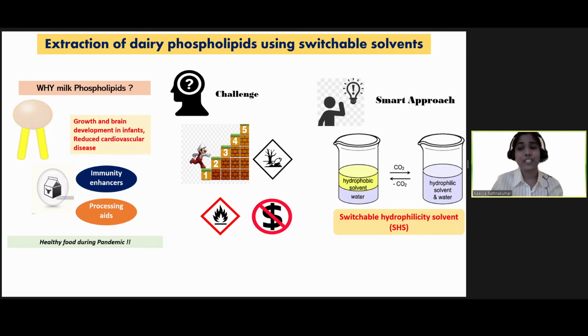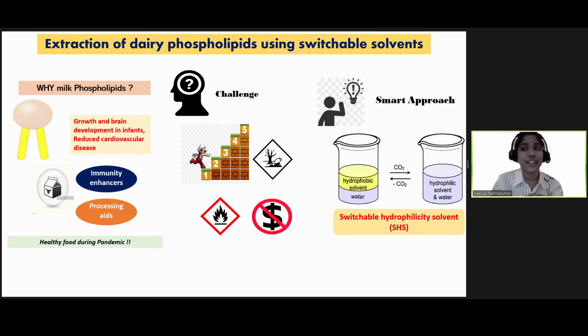Why these phospholipids are of great importance: milk phospholipids are considered unique because of their nutritional and health benefits. Consuming these phospholipids helped in reducing cardiovascular disease and cholesterol absorption. In recent times, it is used in infant formula for the growth and brain development of infants, and is also used in various processing aids as natural emulsifiers. Since this pandemic, consumer trends toward eating more healthy and nutritious food have come along, and these byproducts serve this purpose naturally.